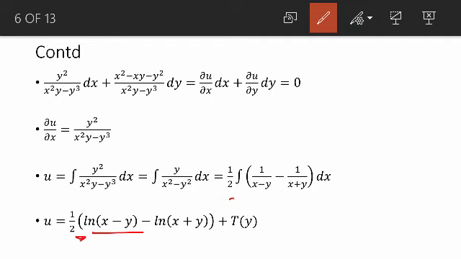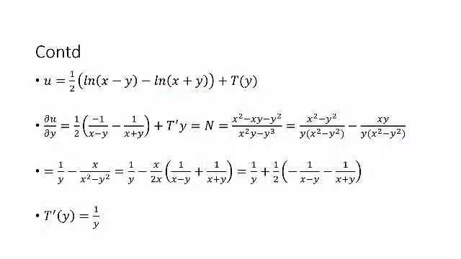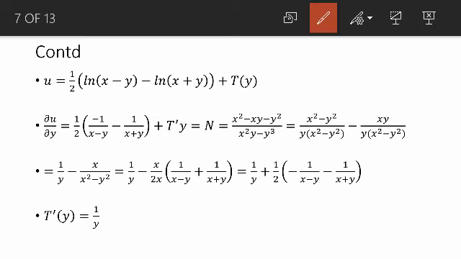1 over x minus y, which will give us ln x minus y. Remember, we are integrating with respect to x, so that's ln. Whenever you integrate 1 over x minus a, you are going to get ln x minus a, as a standard. Now minus integrating 1 over x plus y gives us ln x plus y. Whenever you integrate with respect to x, you are going to have a constant, which is a function of y.